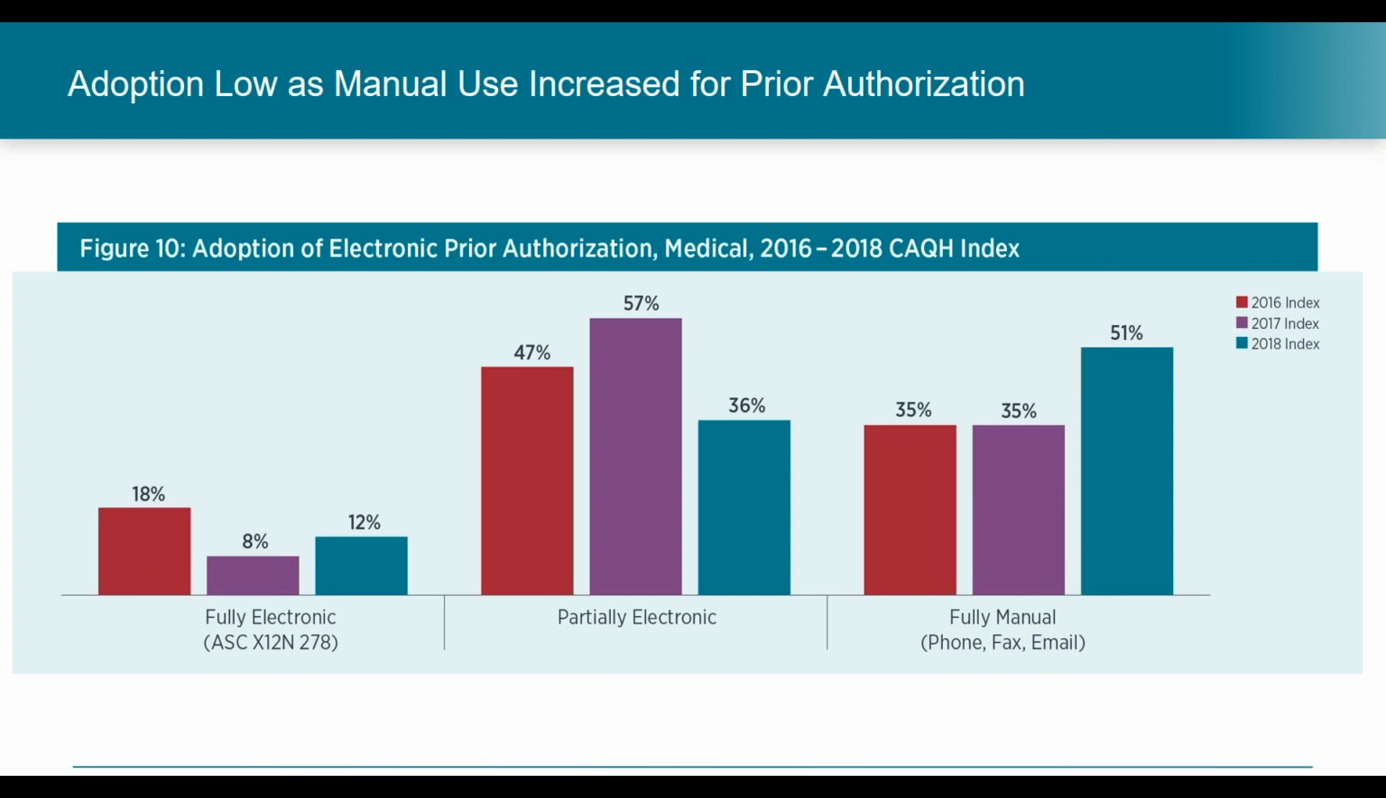Thinking about why we may have low adoption and high manual for this, we came up with a few potential reasons. The first being that there's a lack of vendor support for this transaction. In last year's report, we saw that only 12% of vendors support this transaction. Additionally, there's a lack of attachment standard. Attachment standard is used to support the transaction. There's also a lack of consistency among plan requirements for this transaction. And lastly, we may be seeing a rise in manual use because state mandates, in some cases, require a manual process for this transaction to be completed.